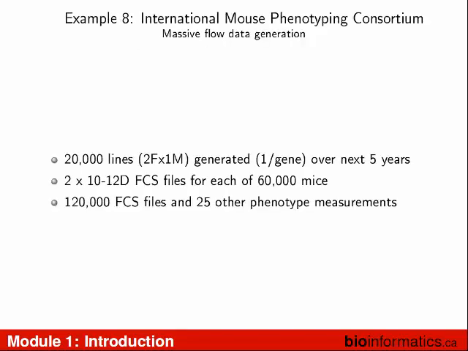The last example is with the mouse, the International Mouse Phenotyping Consortium. I'm really excited about this because they're screwed. They're going to have 20,000 lines, two females, one male. They're knocking out every gene in the mouse genome over the next 5 years. They're going to have 10 to 12 dimensional data sets for 60,000 mice. That's 120,000 FCS files. That's a lot of data. They don't really want to gate that by hand.